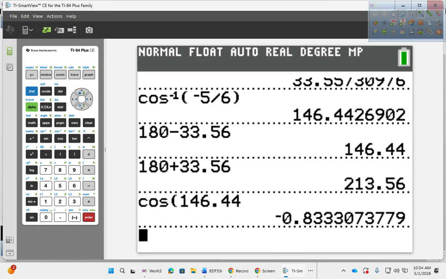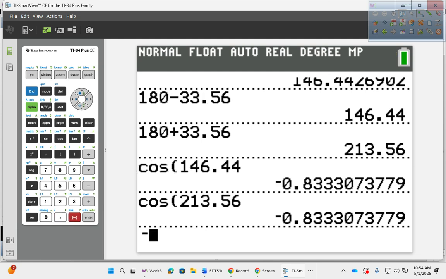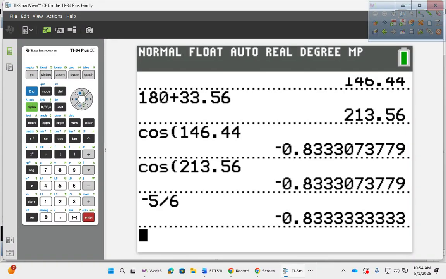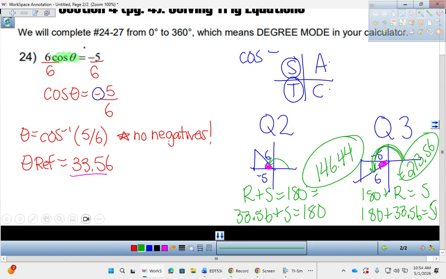146.44, cosine of 213.56, both of them roughly equal -5/6. Now they're not perfect because they're rounded, but they're close. So you can check your answer at the end. All of these problems have two answers. Sometimes those answers are in quadrant 1, sometimes they're in 2, sometimes they're in 3, sometimes they're in 4. It depends on what the given information is. All right?